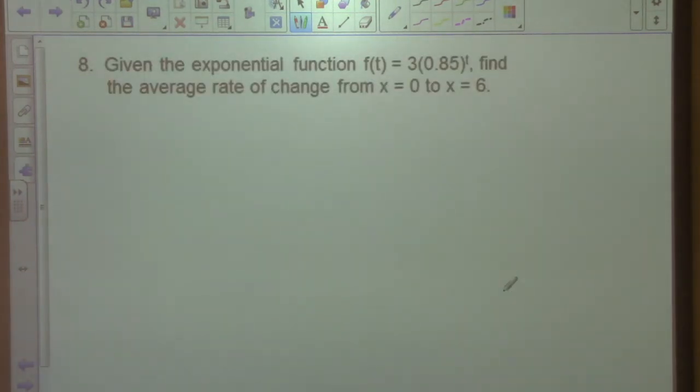Given the exponential function f of t equals 3 times 0.5 to the t power, find the average rate of change from x equals 0 to x equals 6. Does anybody remember first semester about average rate of change? A little bit. A little bit? Yeah, it was a while ago.